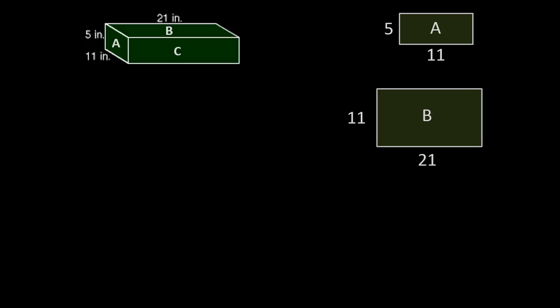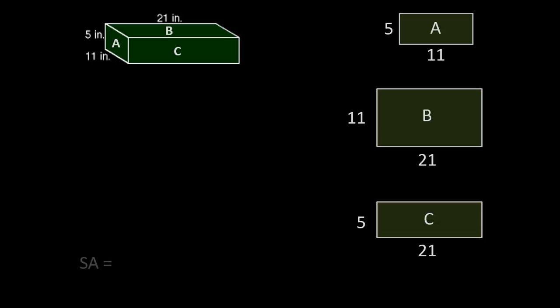There's a rectangle on the top that has dimensions of 11 inches by 21 inches, and there's an identical rectangle to that on the bottom. And there's a rectangle on the front side that has dimensions of 5 inches by 21 inches, and an identical rectangle to that on the back side. So we can find the areas of each of these separate rectangles by multiplying their base times their height.